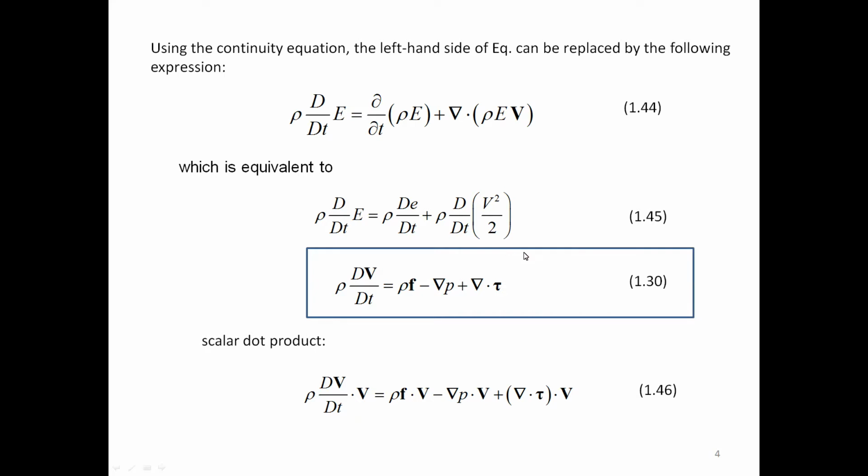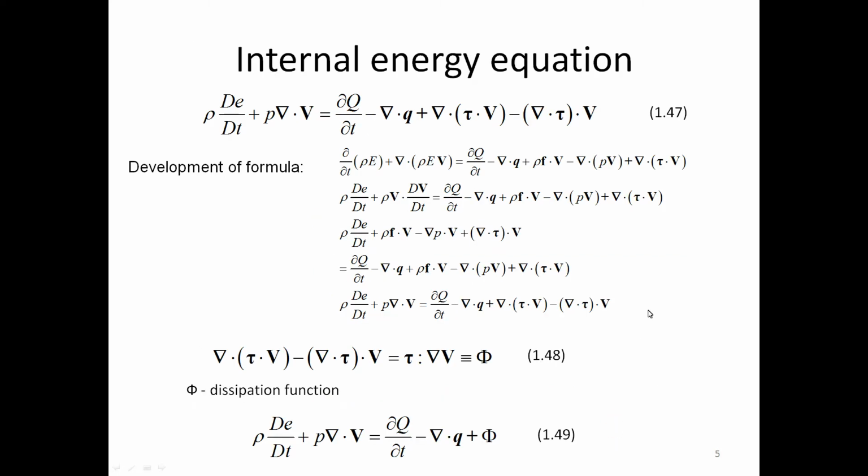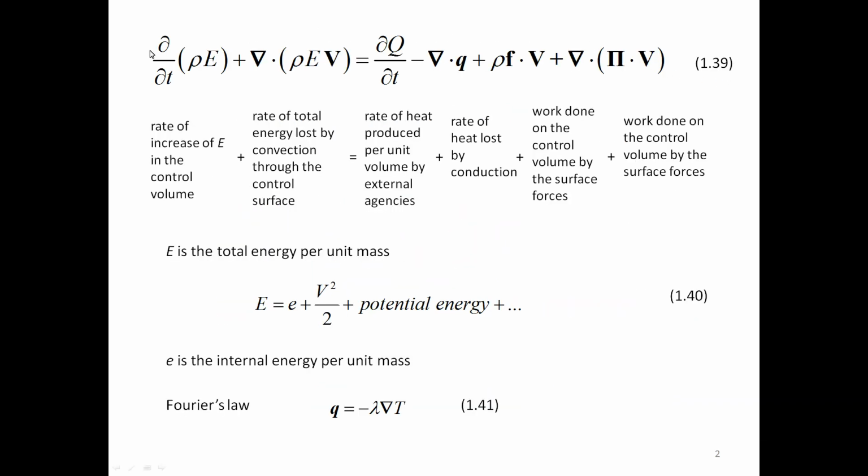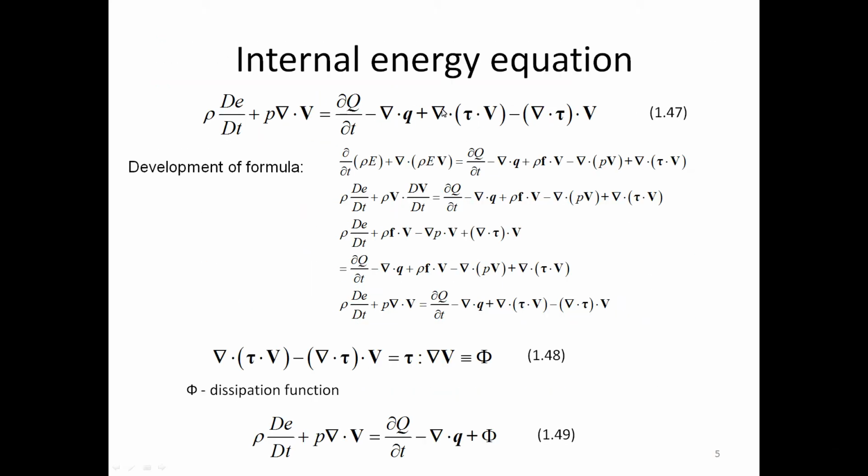Forming the scalar dot product of equation 1.30 with the velocity vector v allows one to obtain the following expression. If equations 1.44, 1.45 and 1.46 are combined and substituted into equation 1.39, a useful variation of the original energy equation is obtained.